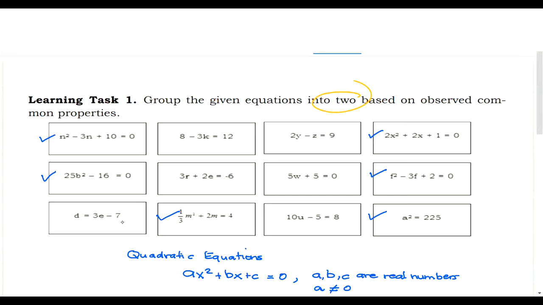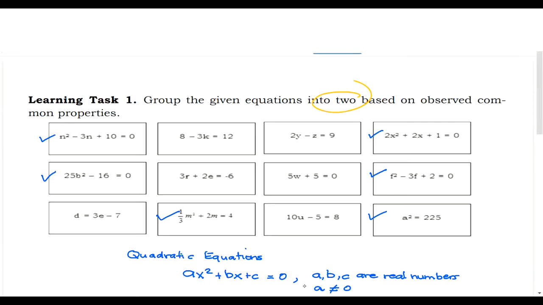Mawawala yung pinakamataas na exponent na 2. Kasi kita nyo to, 0 times x squared. Mawawala to. So that's why a cannot be equal to 0. So again, yung mga naka-check dito, they are all quadratic equations. Now we check kung lahat ba sila ay nasa standard form.